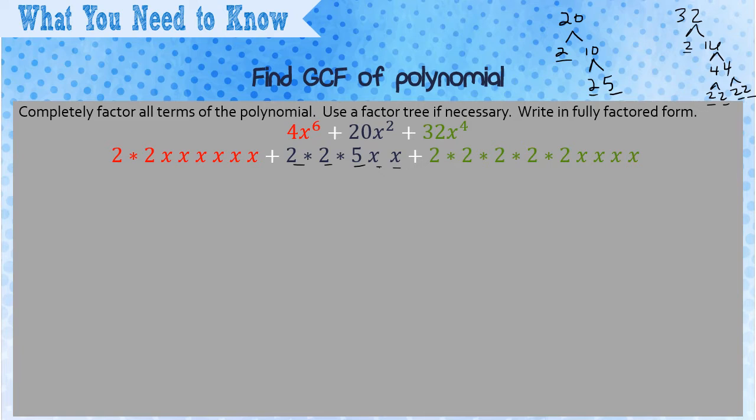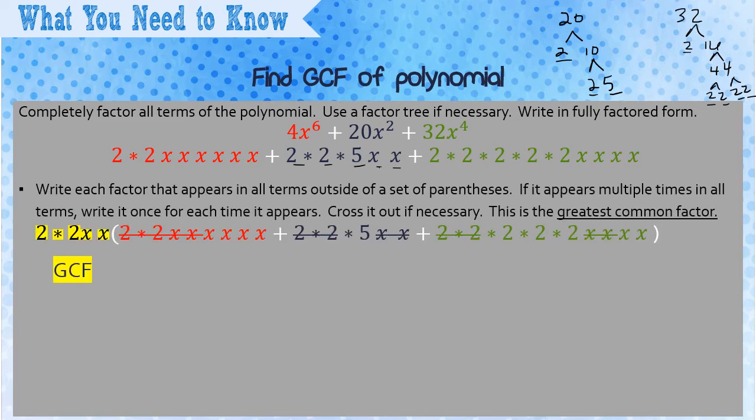Now, when we are finding the GCF, we write each factor that appears in all of the terms outside of a set of parentheses. So every term had a 2 in it, and they all had a second 2. So here you can see I've written those 2 2's out front because I was able to take both 2's out of every term. Then I look to see, okay, how many x's can I take out? This middle term only has 2 x's, and all of the other terms have 2 x's as well. So I'm going to be able to take out 2 x's from each term. So that's where these 2 x's are from.